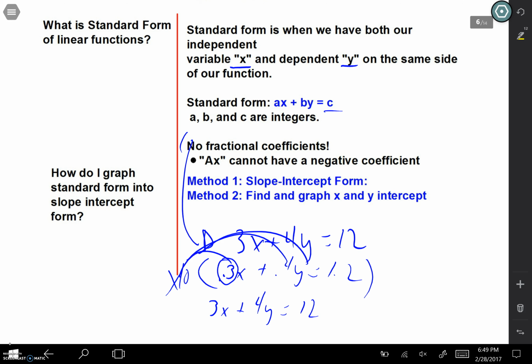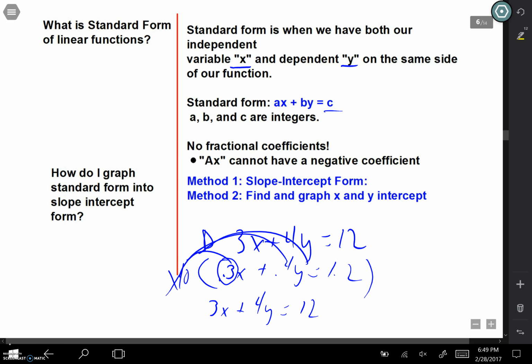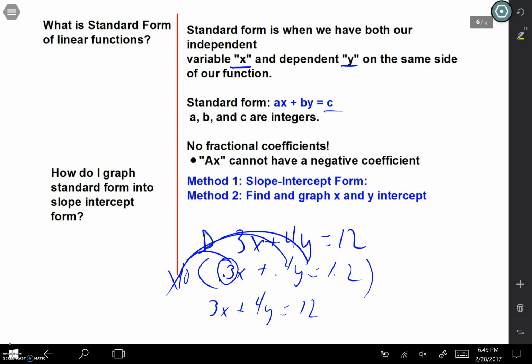We'll explain more about that in class over the next couple of days, about why and how we can make it positive if it is negative, and how we can make it a whole number by, as you can see, multiplying everything by 10 or whatever you need to multiply by to make that coefficient of x whole. All right, so let's move on to how to graph standard form and change standard form into slope-intercept form.